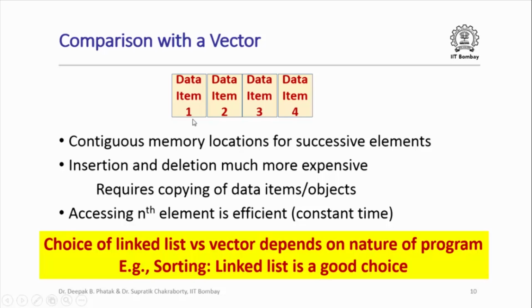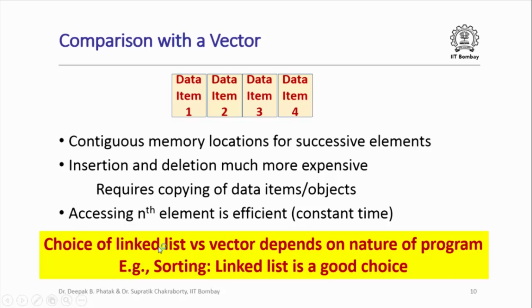It's a constant time because all the data items are allocated contiguous memory locations. So once you know the address of the first data item, you will actually be able to calculate the address of the nth data item, and you can go and access that straight away. So accessing the nth element is efficient, unlike in a doubly linked list where accessing the nth element is actually quite time consuming. So the choice of whether you're going to use a linked list or a vector for your purposes in your program really depends on the nature of your program.